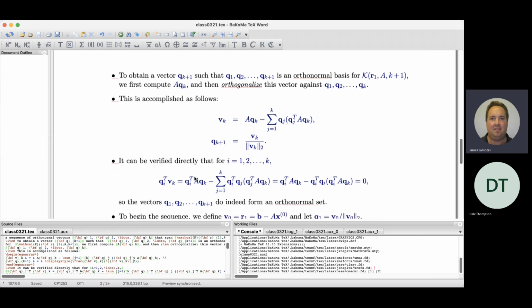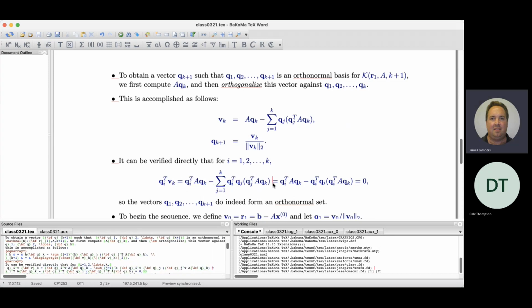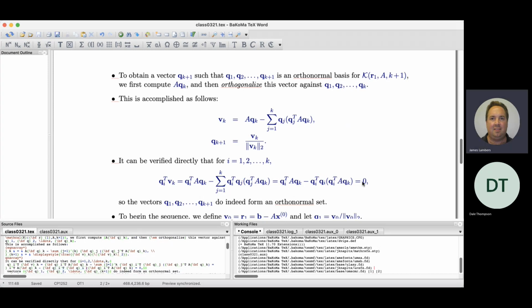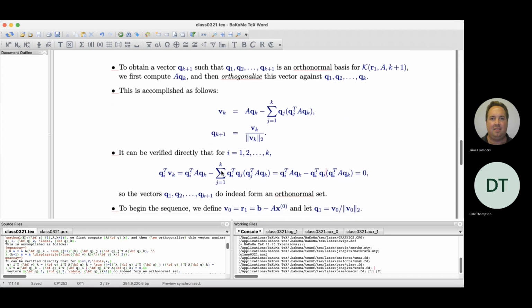That's how I generate each new vector in my orthonormal set. And here, all I'm doing is confirming that if I take any of the previous q's, q1 up to qk, and take the inner product with vk, and I just work out the algebra here, these q's are orthonormal, so this inner product is 0 unless j is equal to i, in which case it's 1. So this becomes 1, and everything cancels, and we get 0. So sure enough, these vectors really are orthonormal.